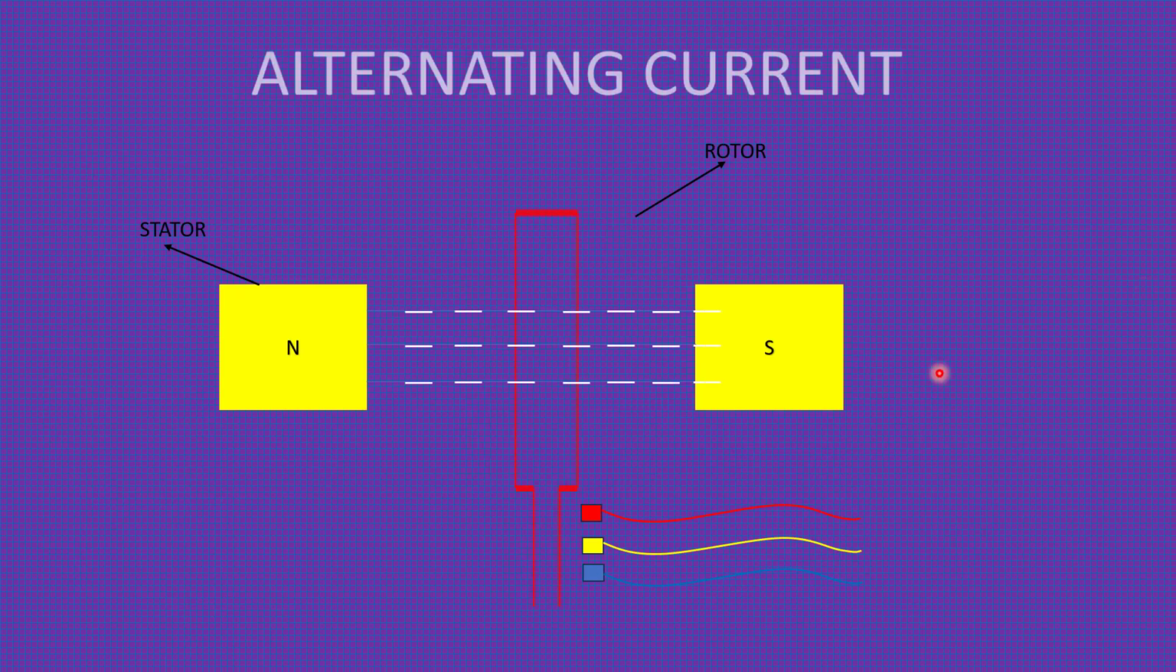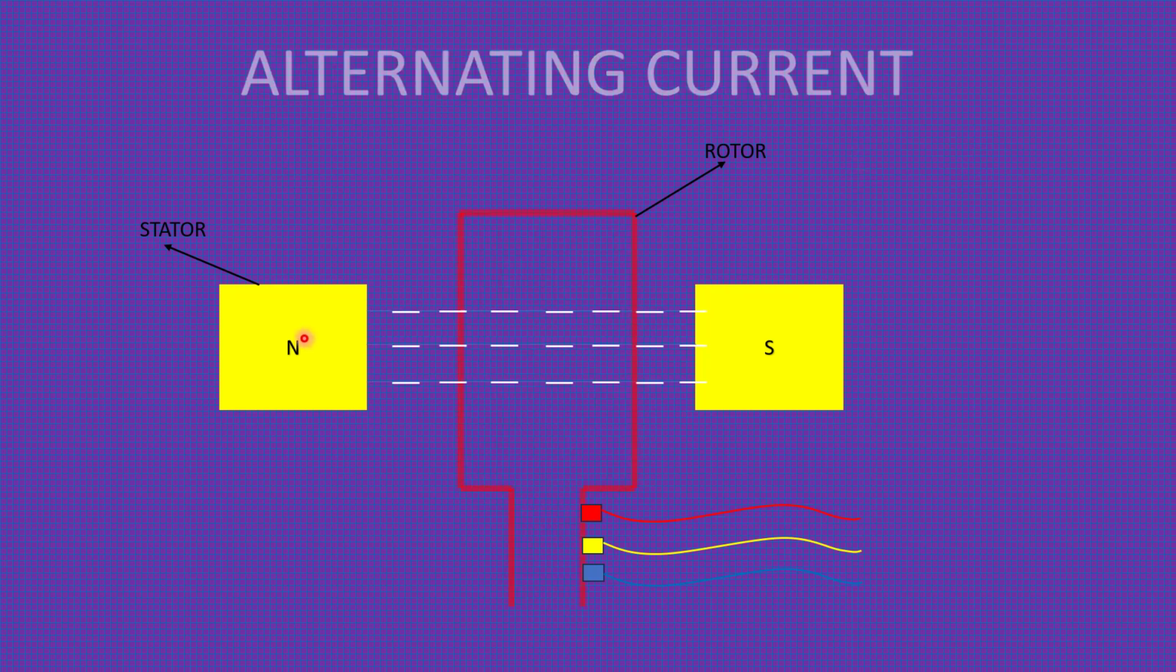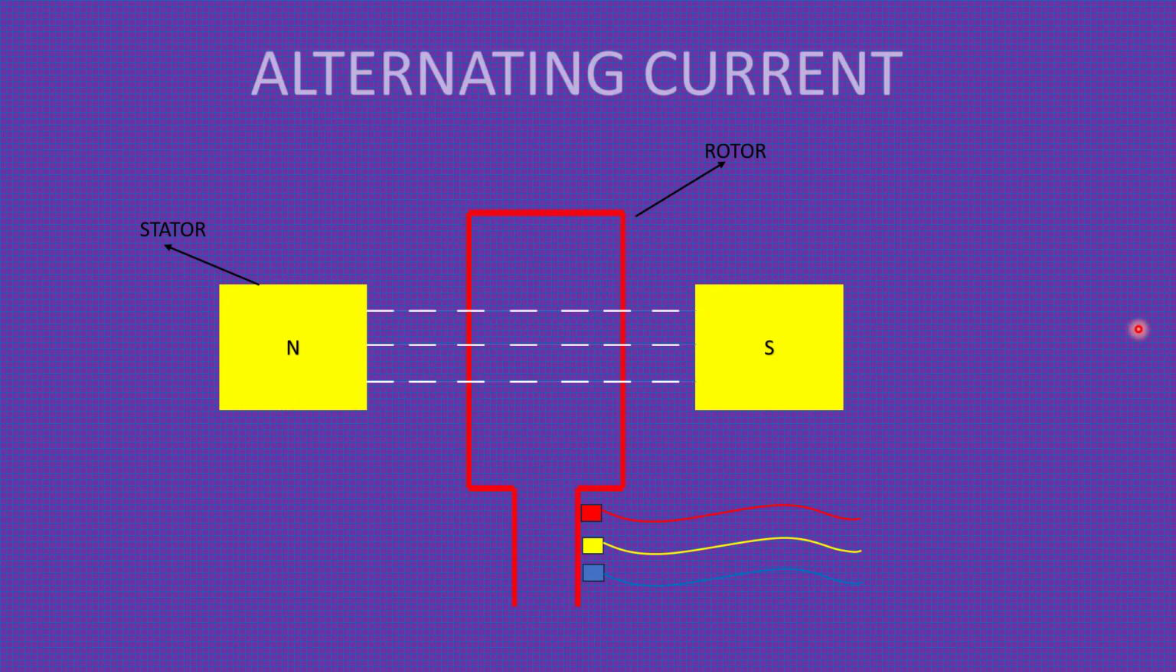If you look at an AC generator working, a generator has two parts. One is the stator, which is the stationary part. Another one is the rotor, which is the rotating part. The stator is a permanent magnet or electromagnet which is producing continuous magnetic lines. The rotor is a coil which is rotating in this magnetic field.